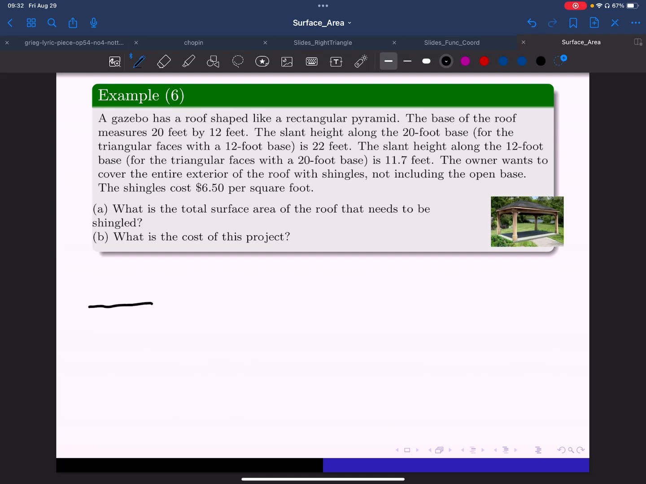So we have a rectangular base which is 20 by 12. And we're going to make a triangular pyramid, right?